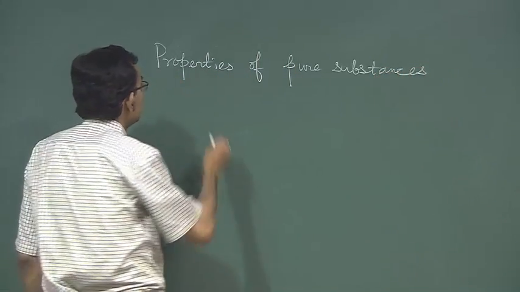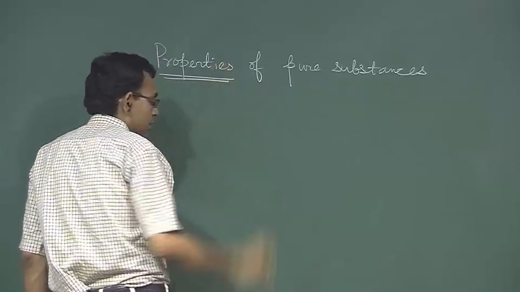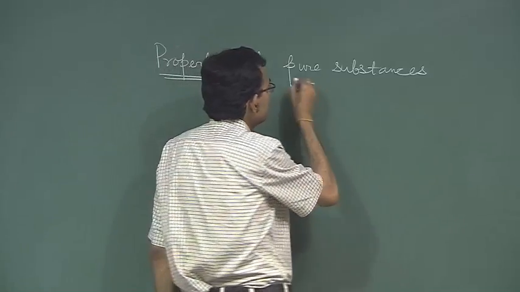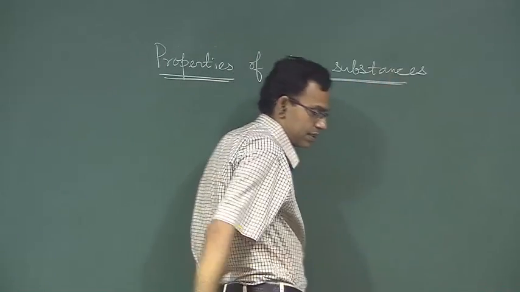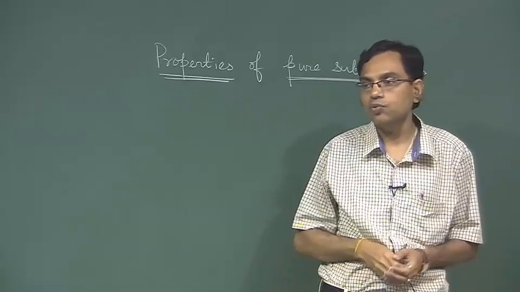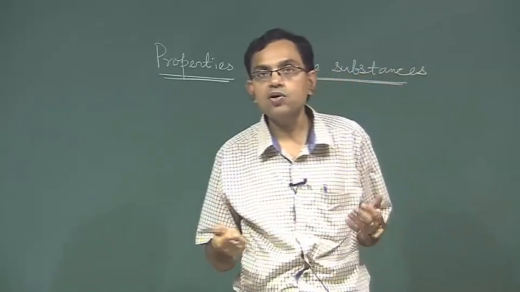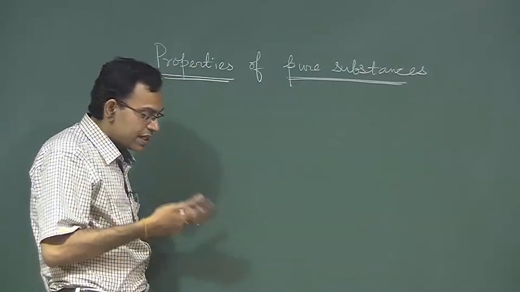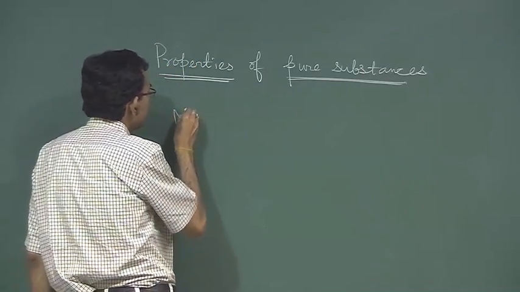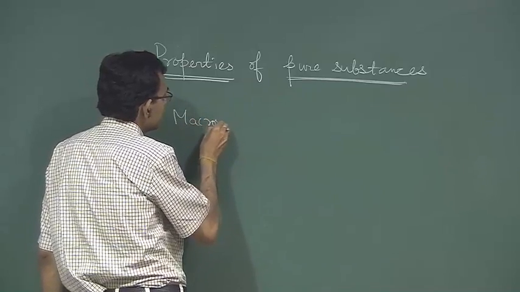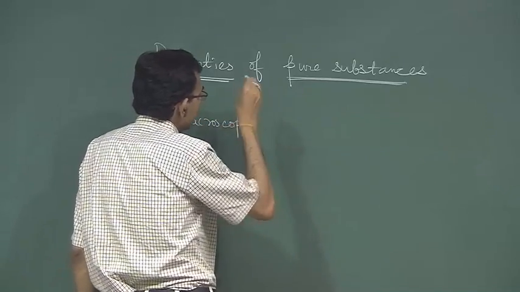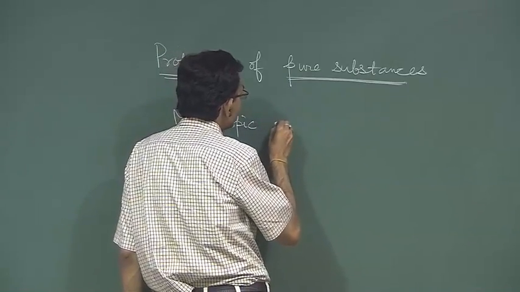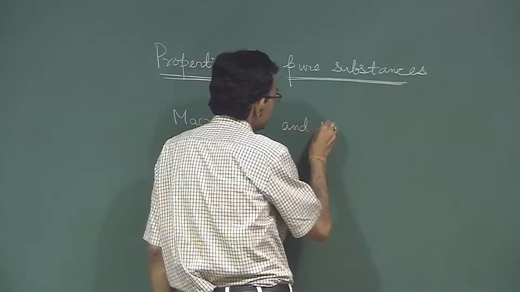on one side you have a terminology called property, on another side you have a terminology called pure substances. So we will discuss what is a property, what is a pure substance, and then we will connect these two together. So when we discuss properties, we will concentrate on some concept called microscopic and macroscopic point of view.